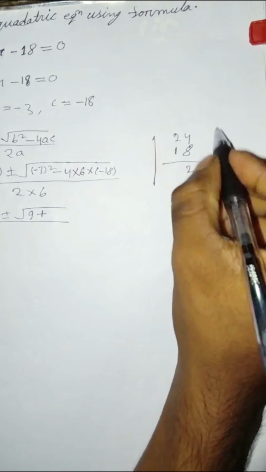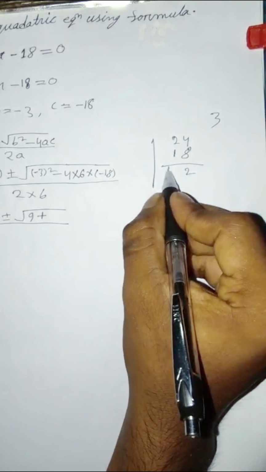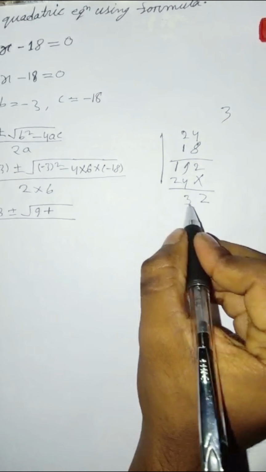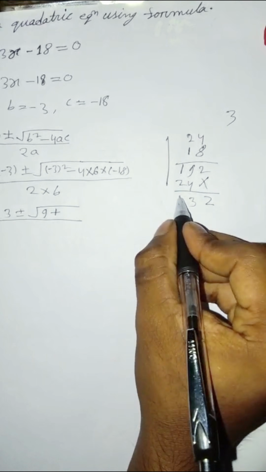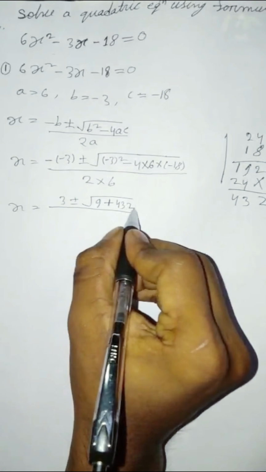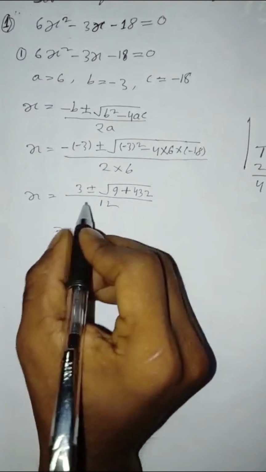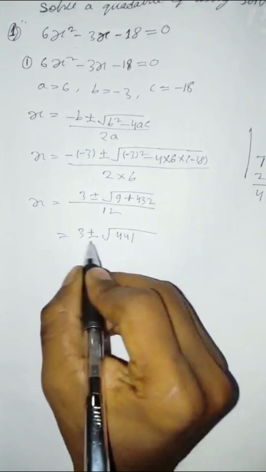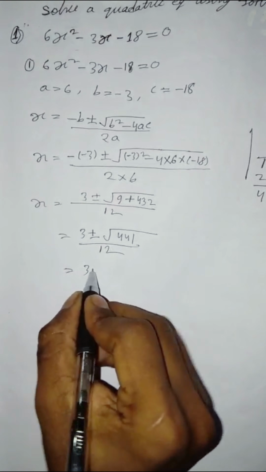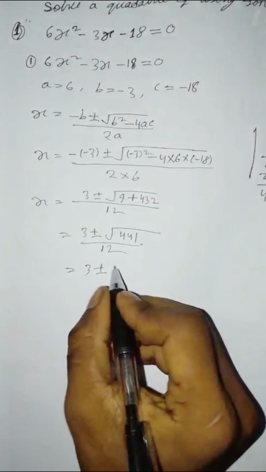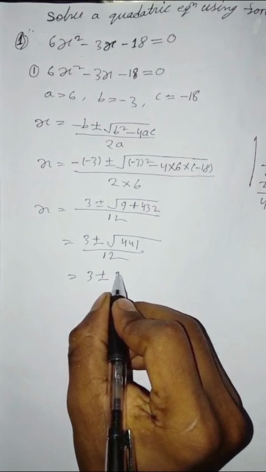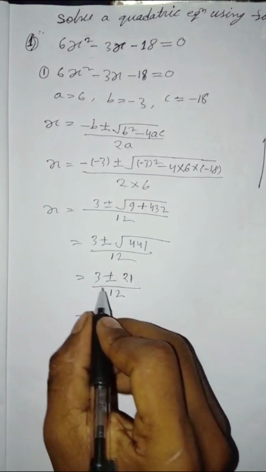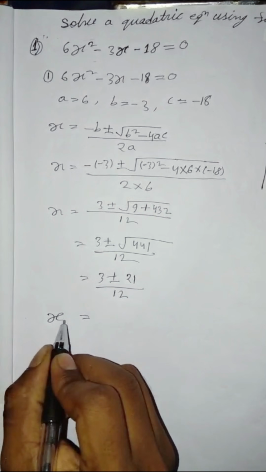8 4 0 32, carry 3, 8 to the 16, 3 is 19, into 1 4 4 1 2 2 2, 9 4 13 3, carry 1, 1 2 3, carry 1 4, so 4 3 2 divided by 12. So here 3 plus or minus this portion will be 4 4 1 divided by 12 is equal to 3 plus or minus this under root will be 21 divided by 12 is equal, we have to find x.